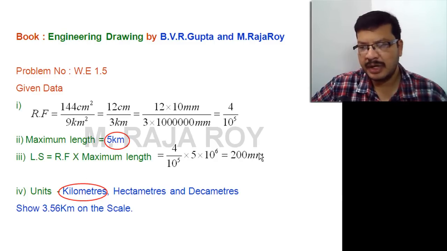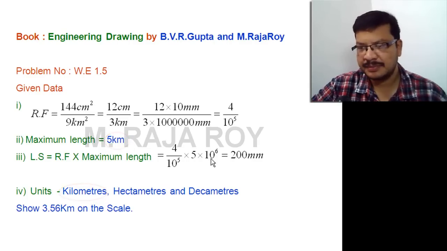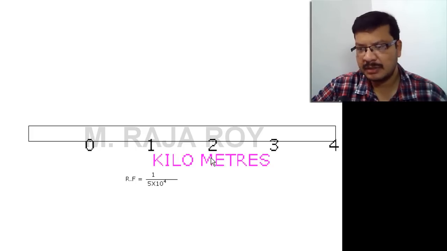If you divide this 200 mm long line into 5 equal parts and each part is 1 kilometer, then you can display a maximum length of 5 kilometers. Hence, you have to divide that line into 5 equal parts. This is the 200 mm long line. Then take 10 mm height and complete the rectangle as shown here. Now this is divided into 5 equal parts. These are kilometers.